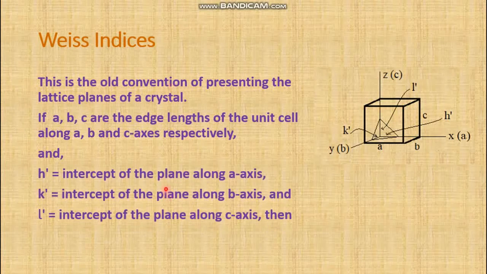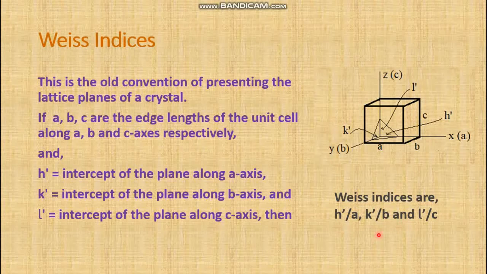So h prime is the intercept of the plane along the x-axis, k prime the intercept of the plane along the b-axis or y-axis, and l prime is the intercept of the plane along the c-axis or z-axis. Now their Weiss indices should be like this: h prime by a, k prime by b and l prime by c. That means the ratio of the distance of intersection from the origin and the edge length. Suppose this is intersecting at a half distance. Okay, then half by 1, that is half, is the Weiss index for the first point.